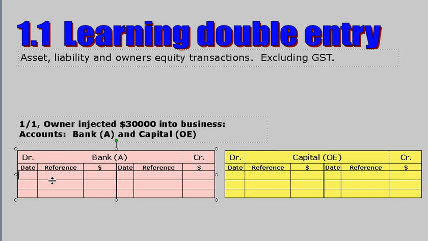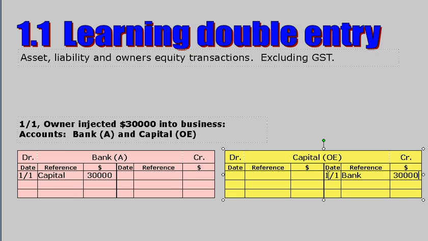So we apply the double entry rules. We put the date, and in the reference column we write the name of the other ledger account which is relevant, which is capital, and we put the value in the dollar column, $30,000. And then on the capital account we do the same sort of thing. We apply the double entry rules. An increase in capital is shown by a credit. We write the name of the other ledger account, which is bank, and we write the value, which is $30,000.